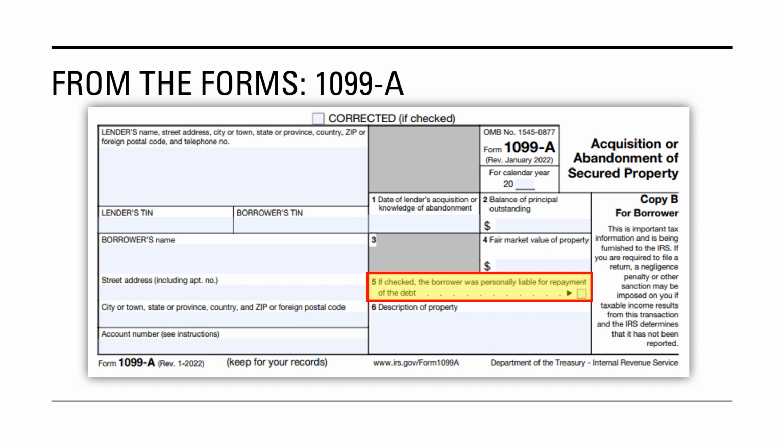And here is the form 1099-A. This is something that a lender will produce and send to a client who has had a foreclosure or an abandonment of the property. There's a date associated with that, a balance outstanding, and a fair market value. I just want to point out box 5, which will be checked if the borrower was personally liable for the repayment of the debt. So if that's checked, then we know this is a recourse type of loan. The 1099-A really gives us the information about the gain or loss. It doesn't really tell us much about the cancellation of any debt.